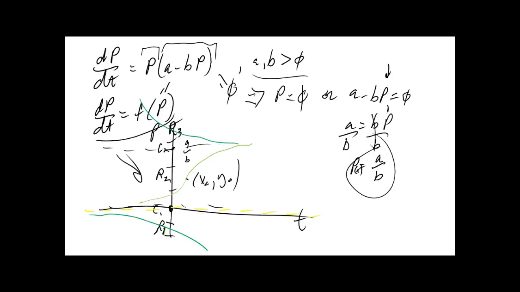For P greater than A over B, up there in region 3, it's bounded below, and since P of T is decreasing, P is approaching A over B as T approaches infinity. The graph of the equilibrium solution is a horizontal asymptote, the black dotted line. P is equal to C2, which is A over B. There's a horizontal asymptote for both the upper solution curve and the region 3 curve and region 2 curve.